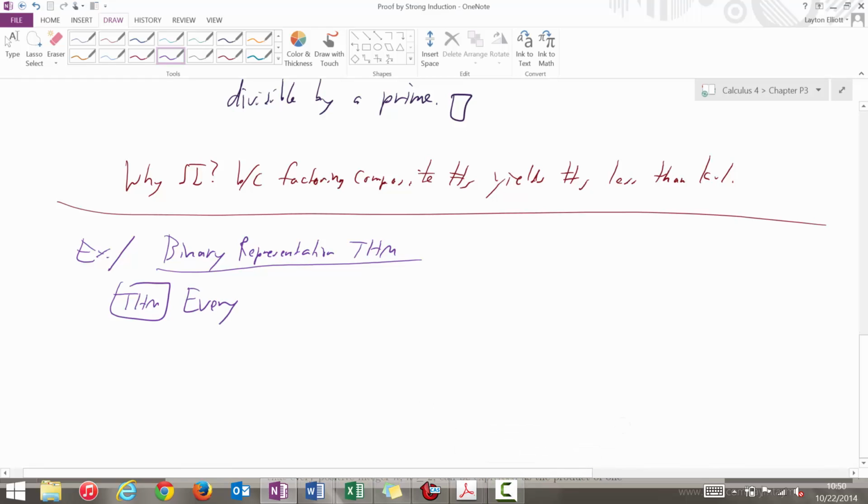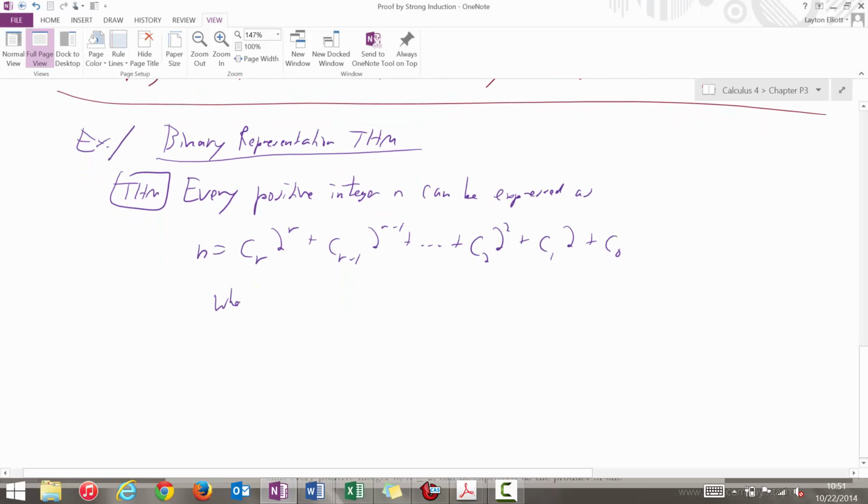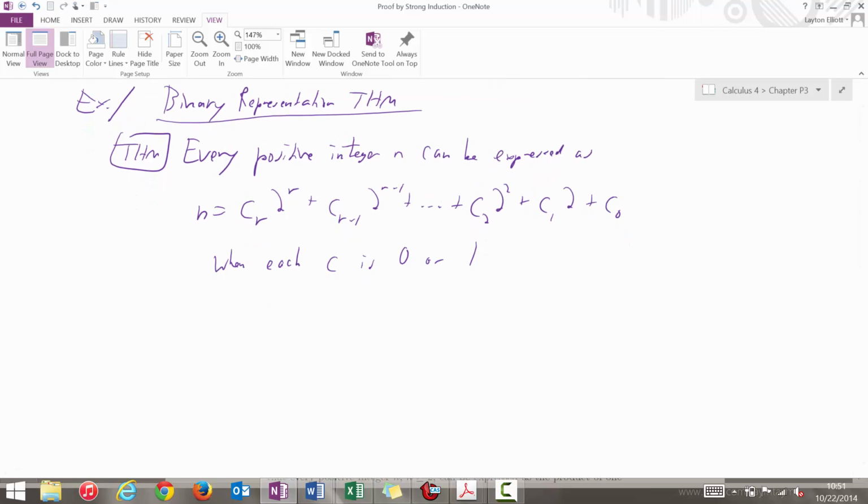I kid. Every positive integer n can be expressed as n equals c sub r times 2 to the r, plus c sub r minus 1 times 2 to the r minus 1, plus all the way to c2 times 2 squared, plus c1 times 2, plus c0. And this is true where each c is 0 or 1. So basically 0 or 1 times each possible power of 2, and you can get every single possible number. That's the binary representation theorem. It says every number can be expressed in binary.